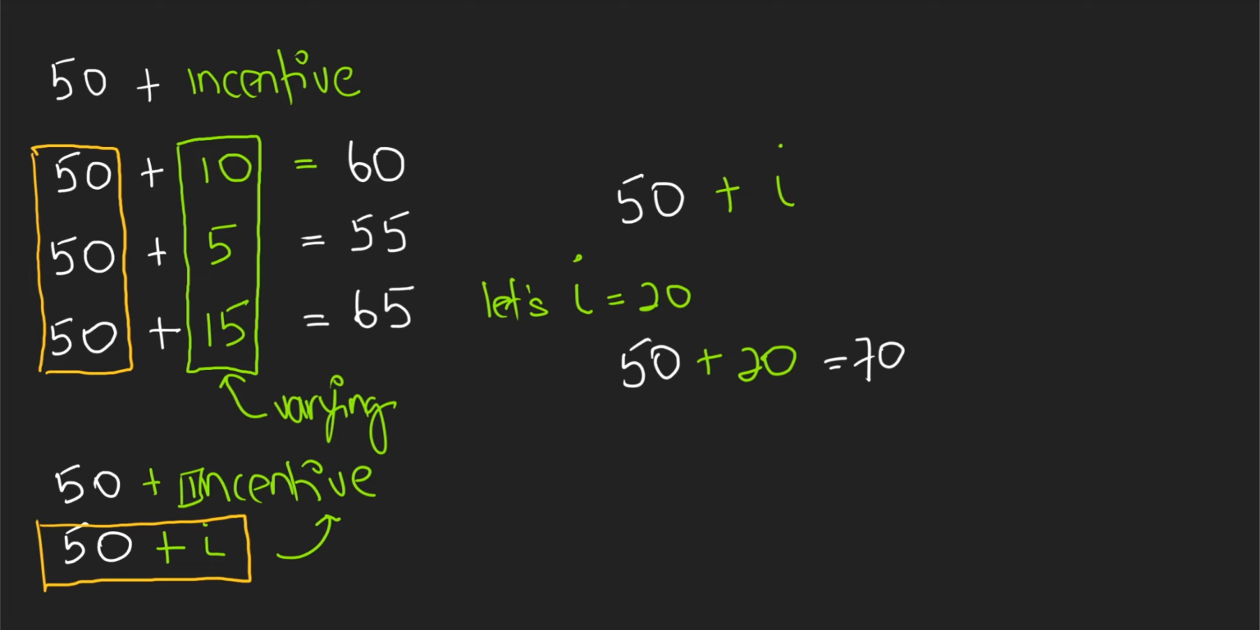Now let's say another day. It's not 20, but let I be 3. Very poor deal, poor business. So it's 50, and I'm going to substitute the I with 3. So it's 50 plus 3, and the boy will receive 53.